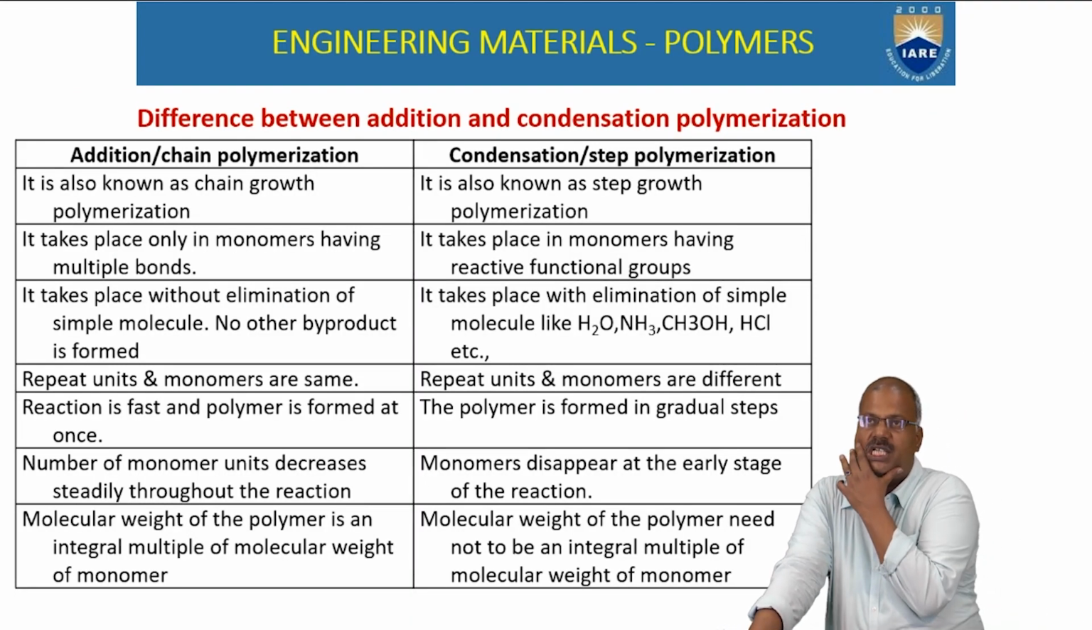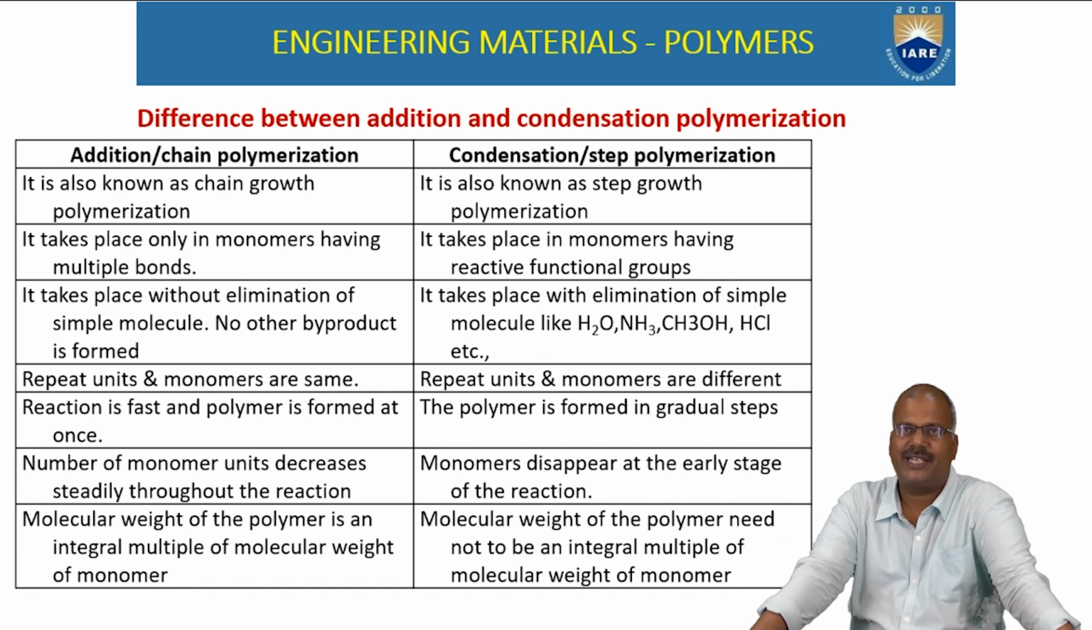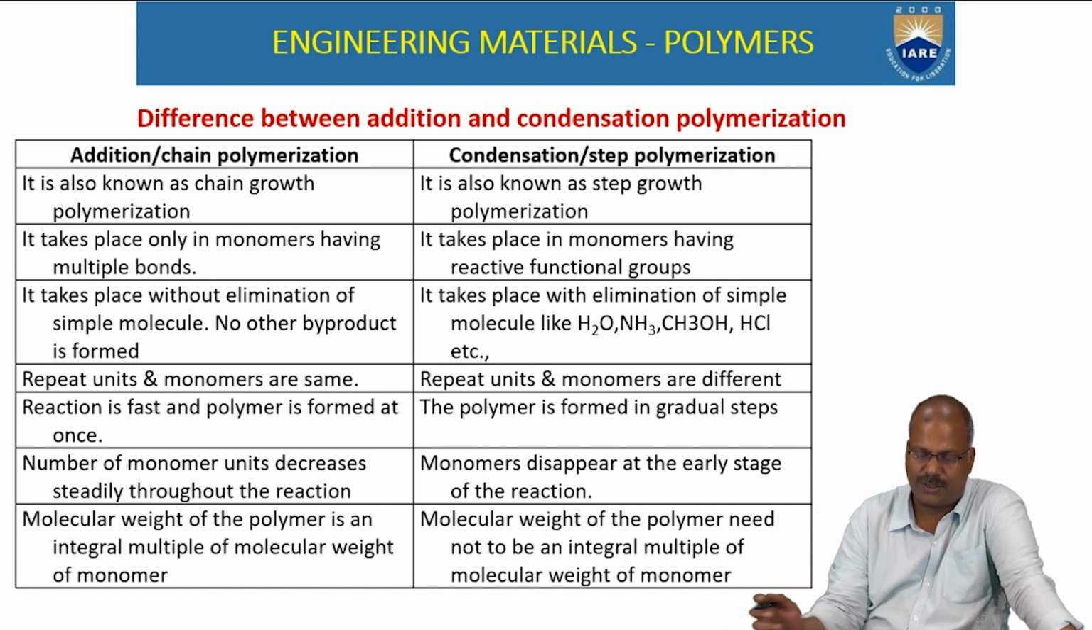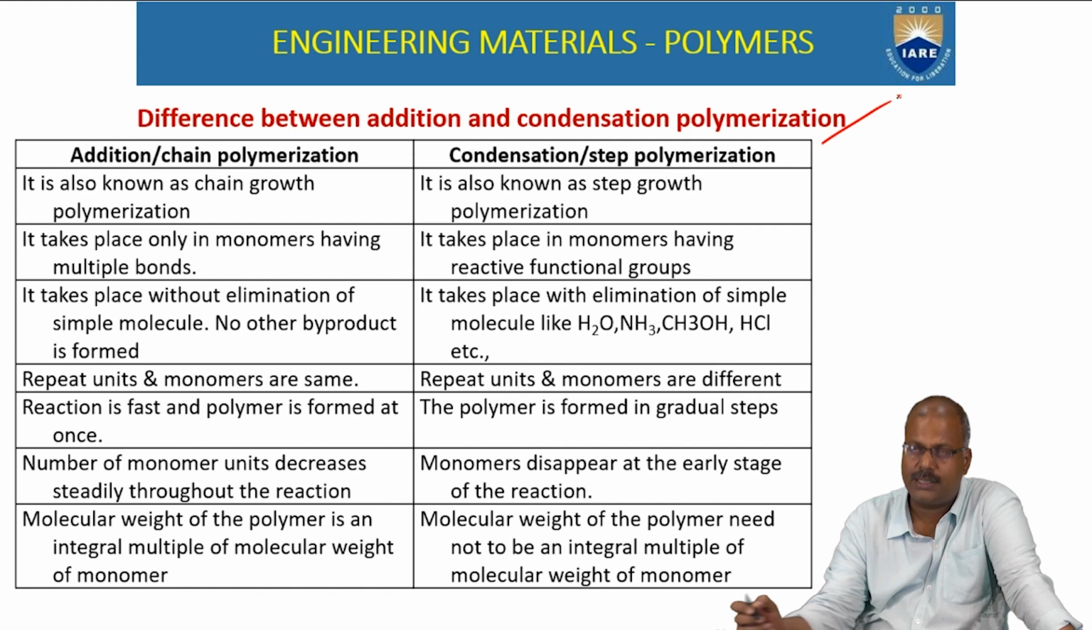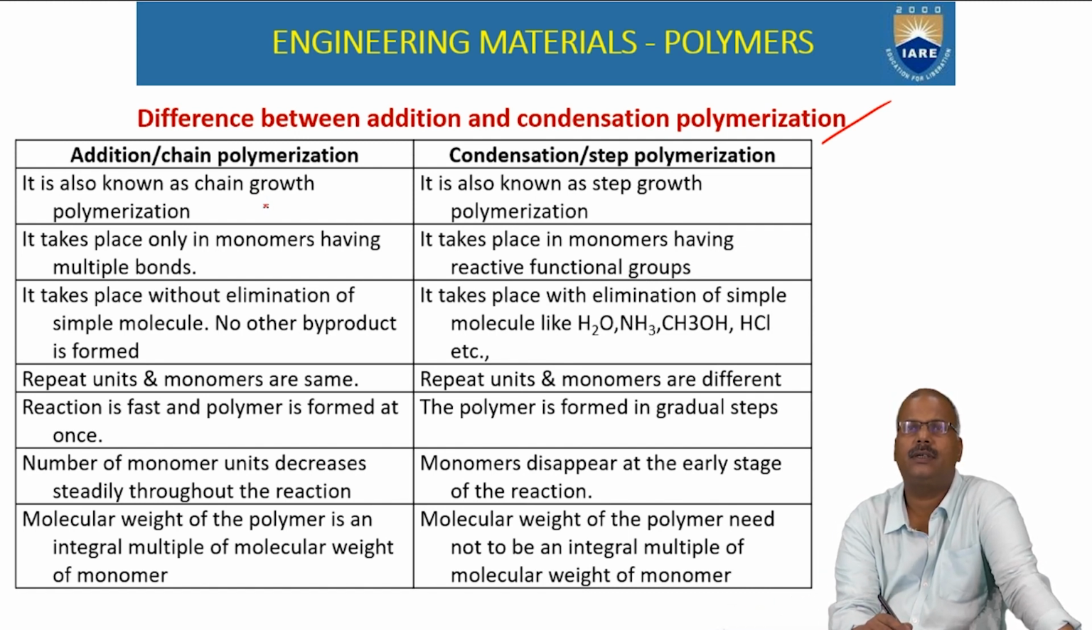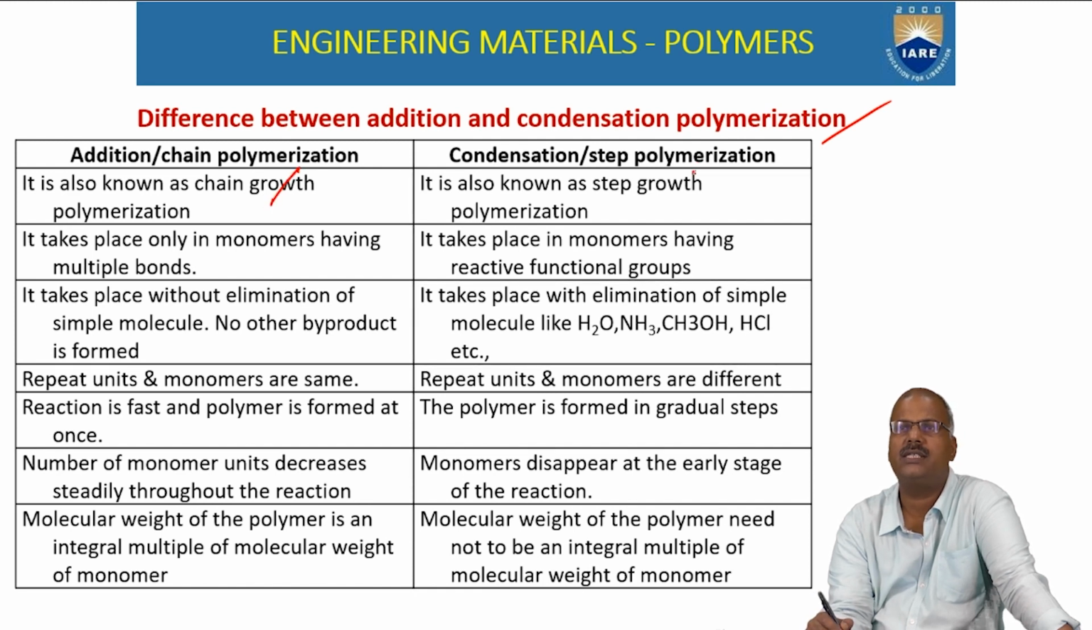Okay, we have seen addition and condensation polymerization, different examples, all those things. Now we will see the difference between addition and condensation polymerization. So we know that addition polymerization is also called chain growth. Condensation polymerization is also called step growth.